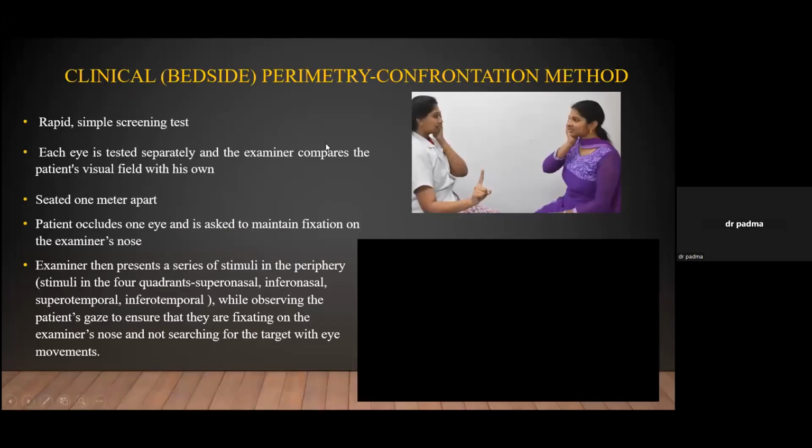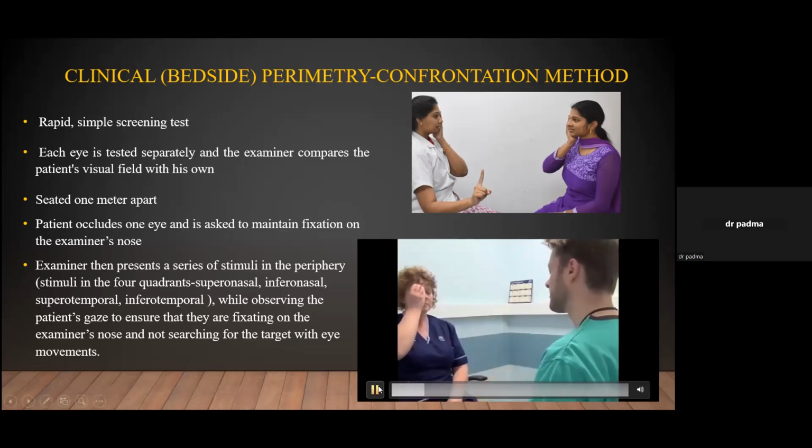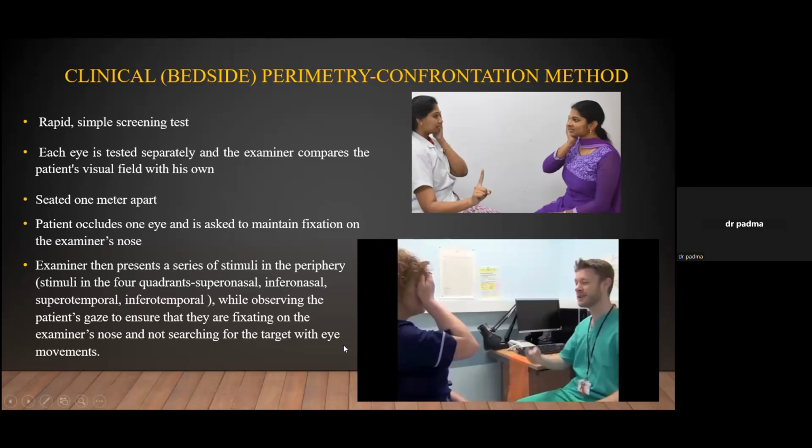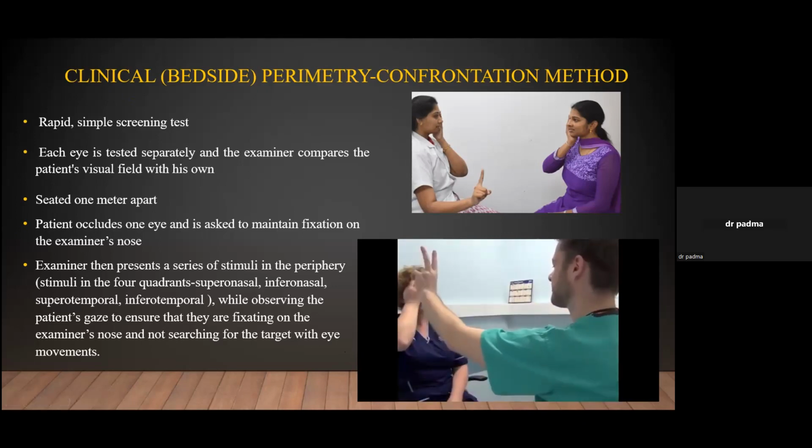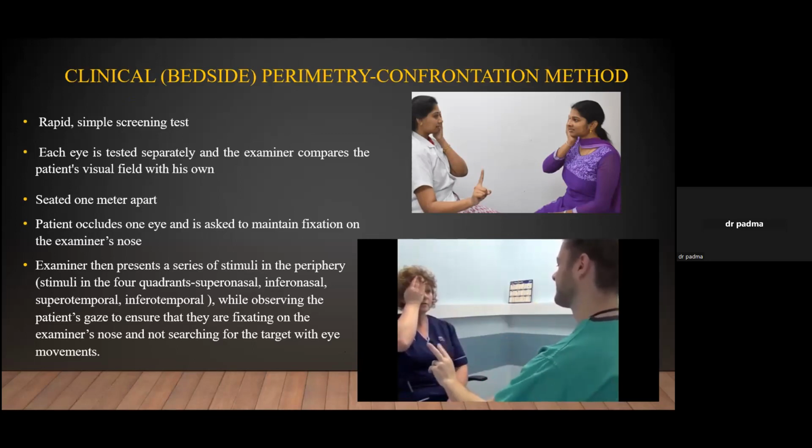Coming to bedside perimetry, which is the well-known confrontation approach, it is a rapid, simple screening test, and here is a small video. The patient is asked to cover one eye, and the examiner covers his eye directly opposite. The patient is instructed to look directly towards the examiner's open eye, and fingers are presented in each quadrant, and the patient is asked to report how many fingers are being demonstrated.